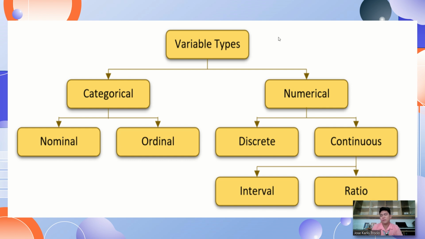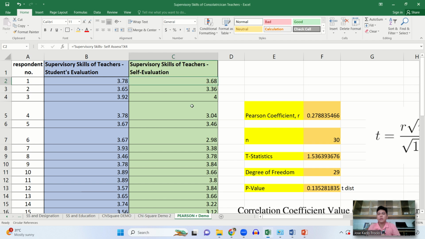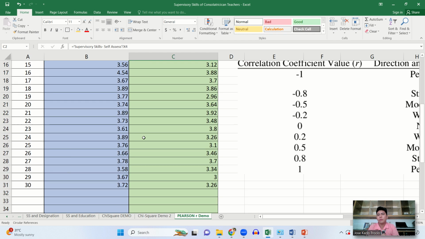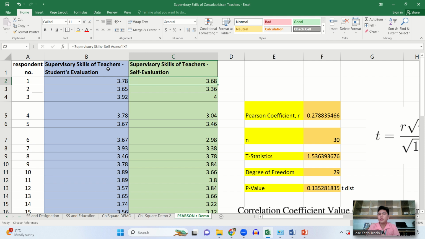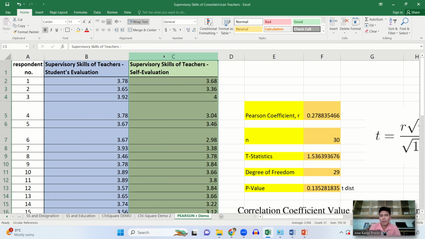Let us proceed now to Microsoft Excel, how to utilize this statistical treatment, Pearson R. While watching this video, you may open your Microsoft Excel so that you may practice it with me. First step, suppose you have 30 respondents, respondent number 1 to number 30. Construct the first column for the first variable's data, and the second column for the second variable's data.